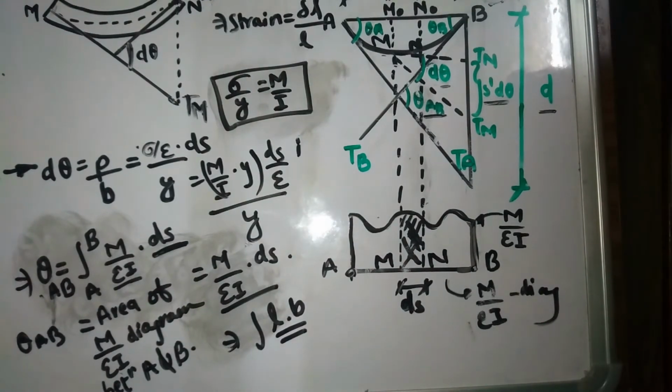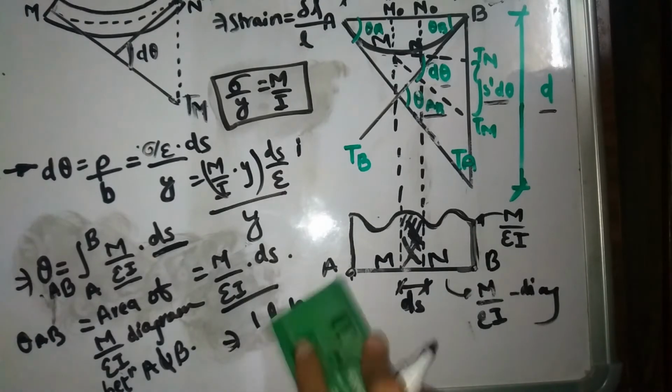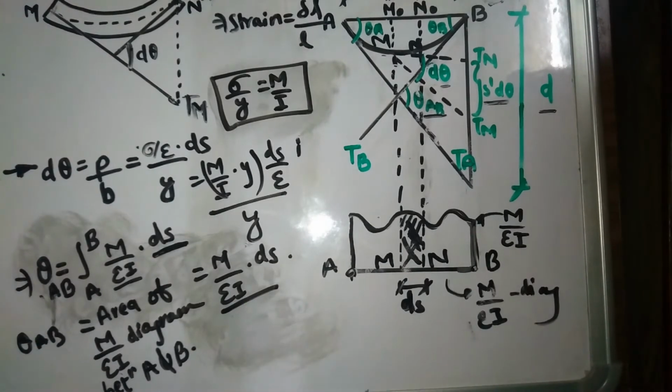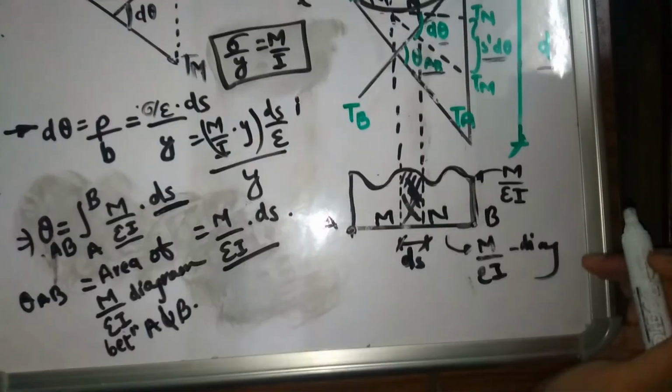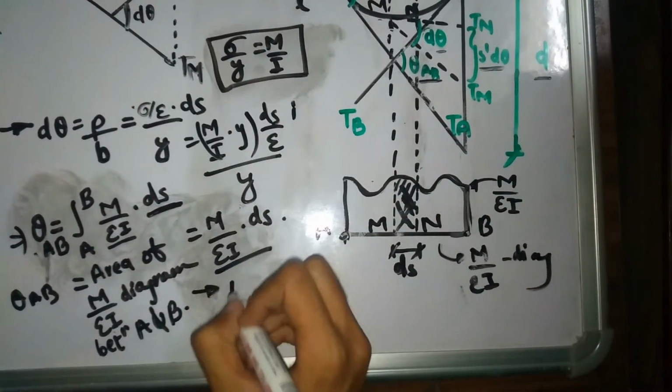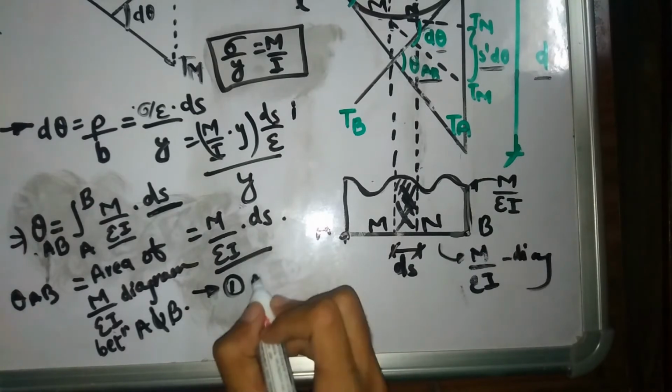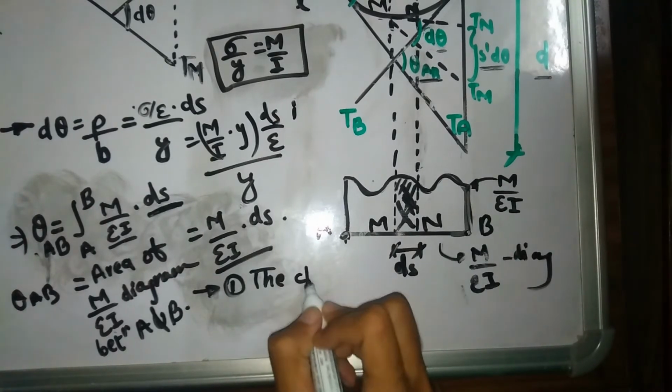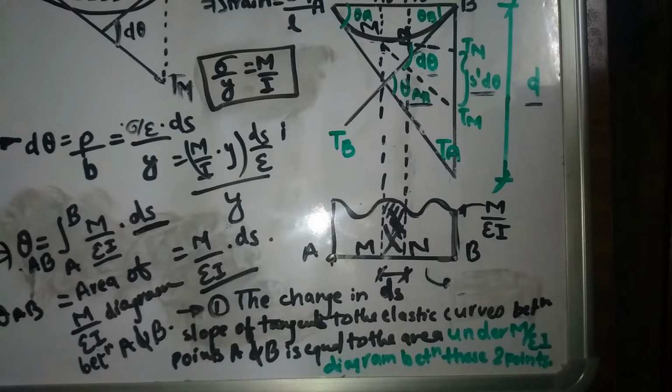So my first theorem is that the change in, you can note this down. Now, if we were to write the conclusion of our first theorem, what the first theorem of the moment area method tells us is that the change in slope of the tangent of the elastic curve, which means change in slope.